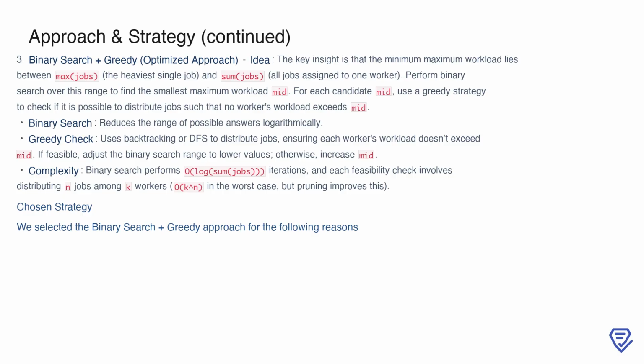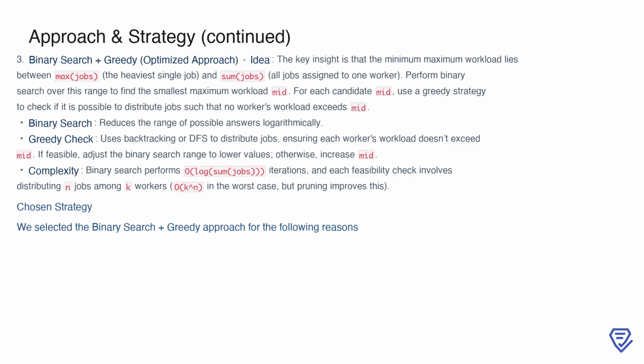For each candidate maximum workload, or mid, we check if it is feasible to distribute the jobs such that no worker's workload exceeds mid. This feasibility check can be implemented using a greedy algorithm, typically with backtracking or depth-first search, to assign jobs while respecting the workload limit. If the distribution is valid, we adjust our binary search range to smaller values, aiming to minimize further. If not, we increase mid.